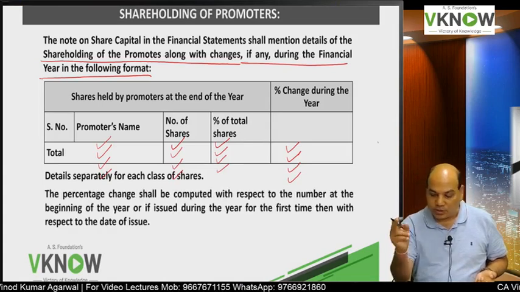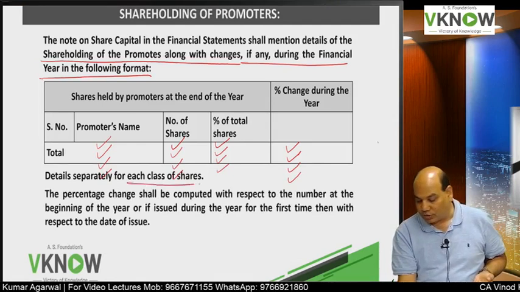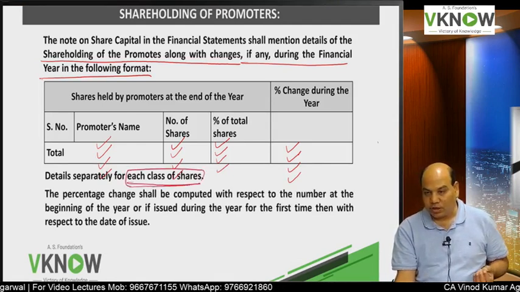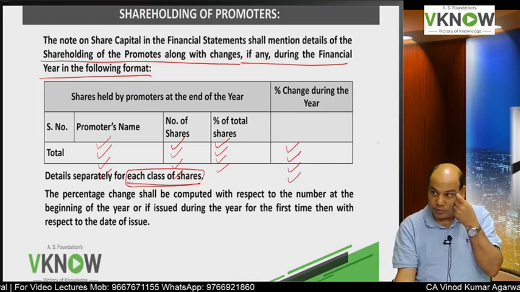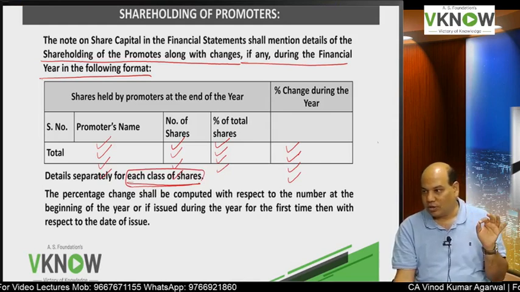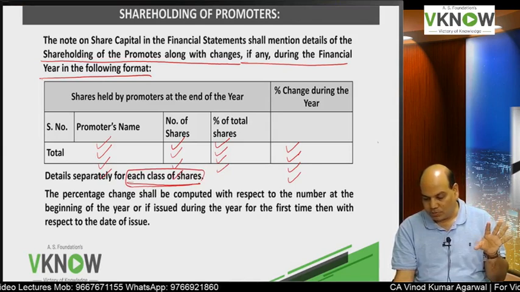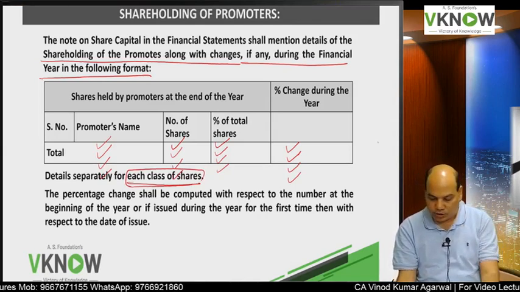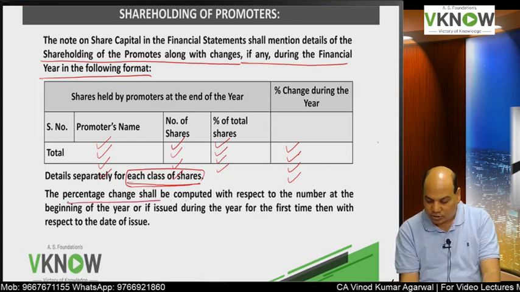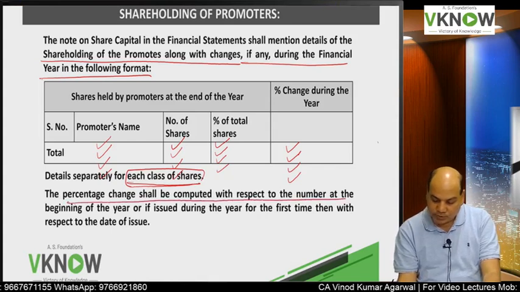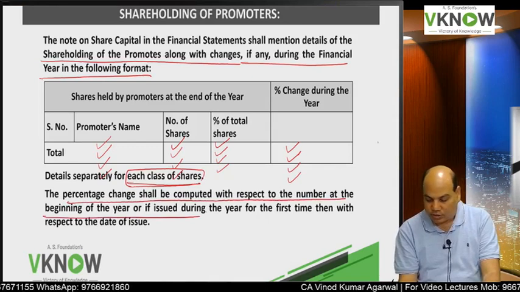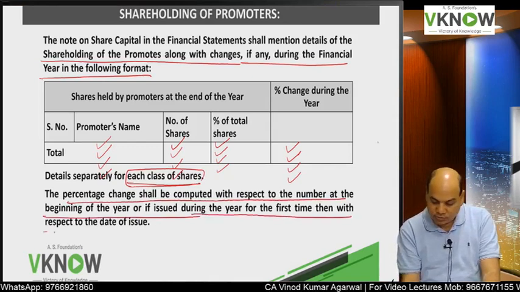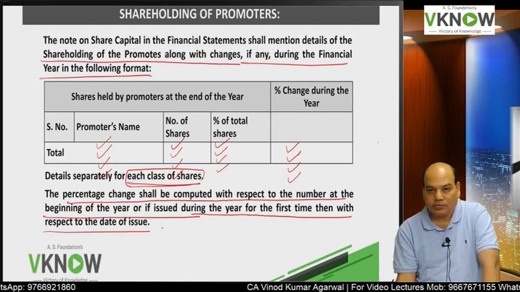Details will be given separately for each class of share. If you have more than one class of share, as you know, equity shares are of two types, with voting rights and differential voting rights. Preference shares are also of different types. So disclosure will be given for each type. The percentage change will be computed with respect to the number of shares at the beginning of the year, and if the shares are issued during the year for the first time, then with respect to the date of issue.